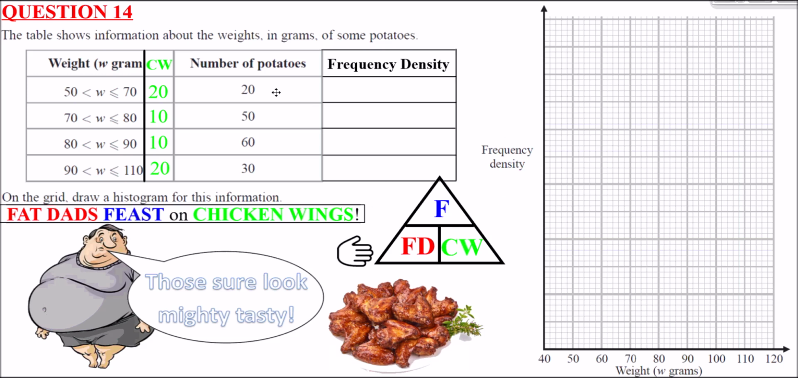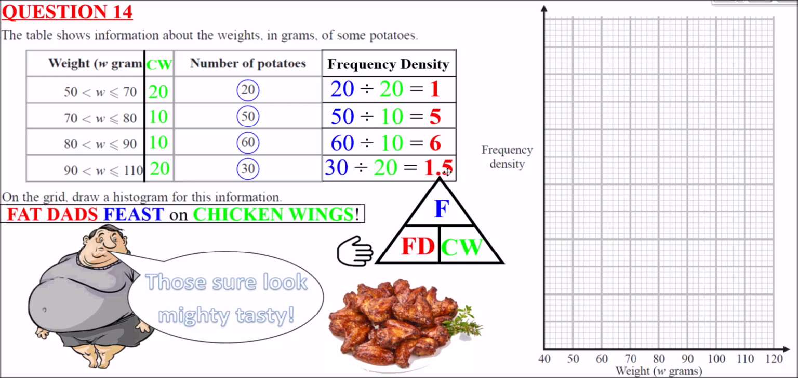So for the first row, we're going to have a frequency of 20 divided by a class width of 20. So that's going to be 20 divided by 20, which will give us 1. I'm just highlighting the frequencies in blue. So firstly, 20 divided by 20 is 1. The next one, 50 divided by 10 is 5. 60 divided by 10 is then 6. And finally, 30 divided by 20 is the same as 3 divided by 2, which is 1.5. And so the frequency density is essentially the height of each bar.